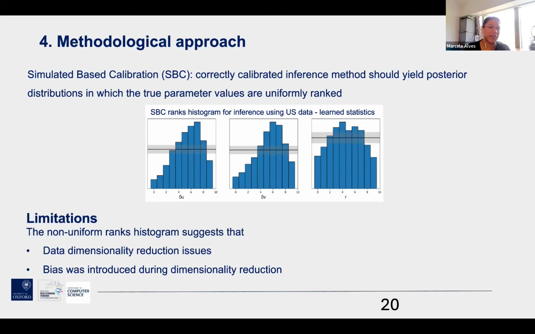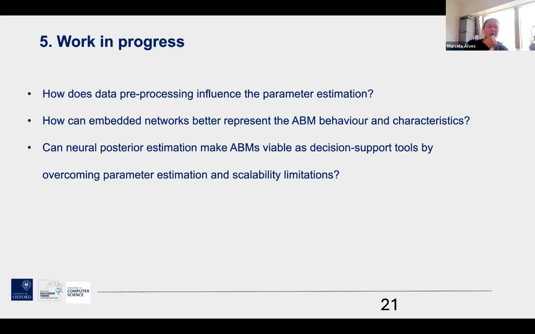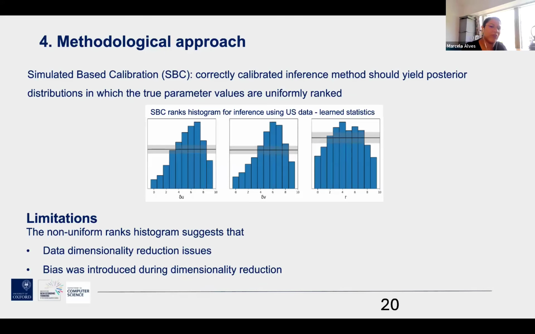And then here we get the research directions that I am working on at the moment, which is dealing with the data dimensionality reduction. There might be something really wrong there, or there is a huge bias in the network I use for dimensionality reduction. These are exactly the chapters I'm writing right now, about how we could solve or at least improve on those issues. My work in progress is how the pre-processing of the data influences the parameter estimation, and how these embedded networks can represent the ABMs better. So when I run this validation algorithm again, I will have a better ranking here.